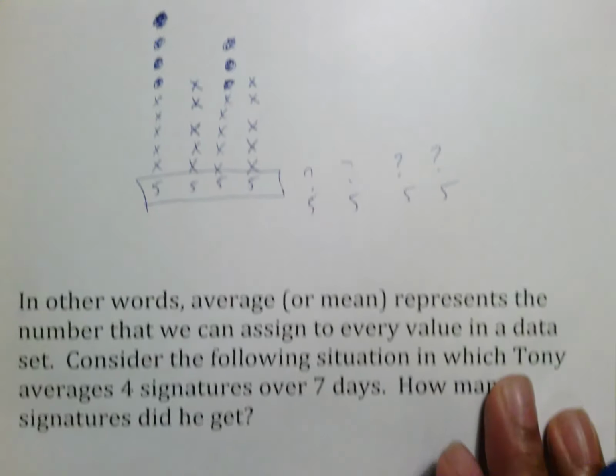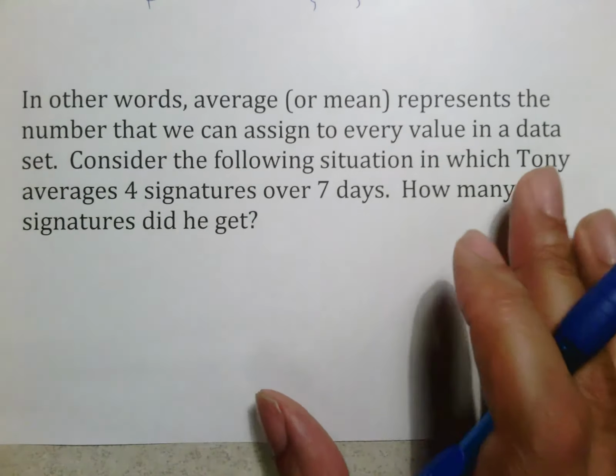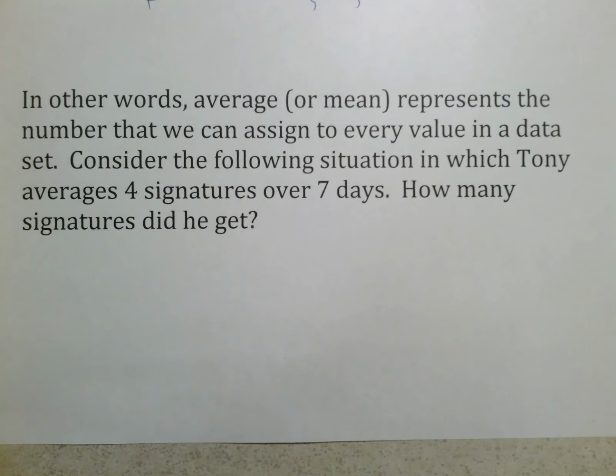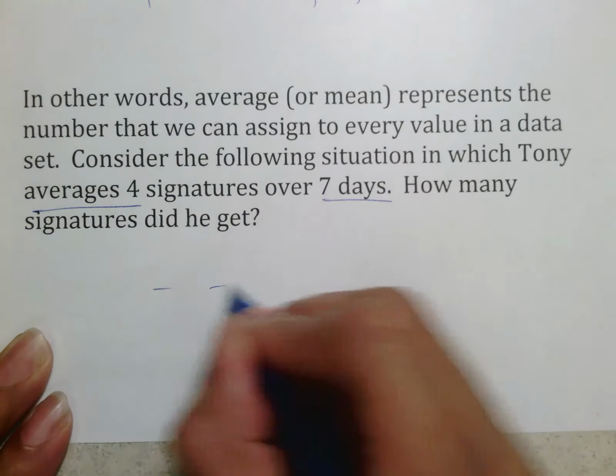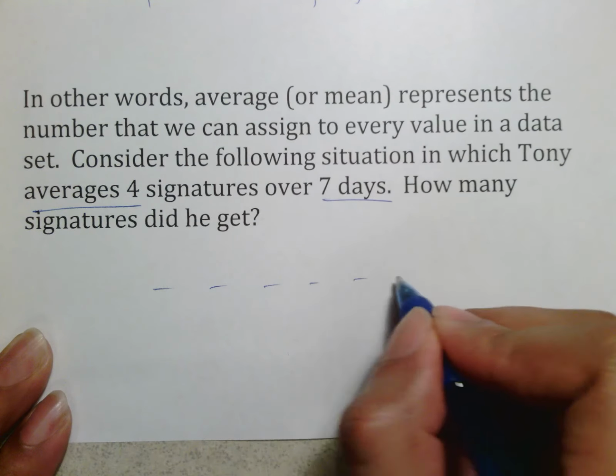So again, in other words, average or mean represents the number that we can assign to every value in a data set. Consider the following situation where Tony averages 4 signatures over 7 days. They want to know how many signatures he got. So he averaged 4 signatures over 7 days. Here's our average, and here's the number of days he did it. So I'll just put 7 blanks. 1, 2, 3, 4, 5, 6, 7.